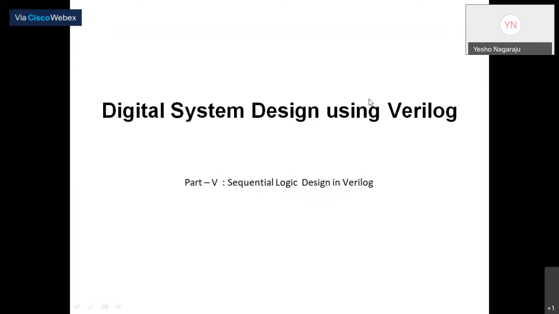What is continuous assignment? What are if and case? What are procedural blocks? We have covered them a little bit. That is the always statement, in which statements are written sequentially to realize logic. Today we are going to study more about sequential logic design in Verilog.